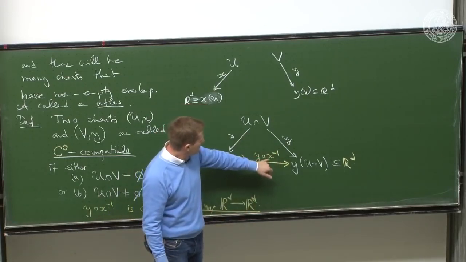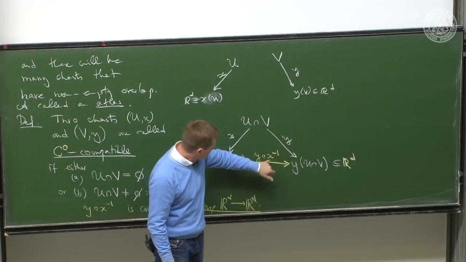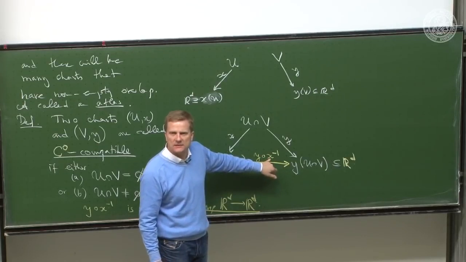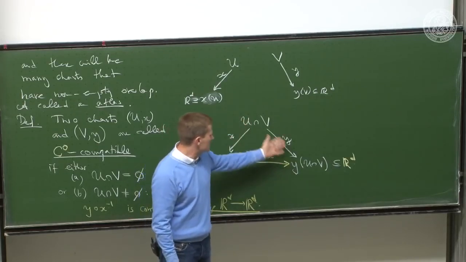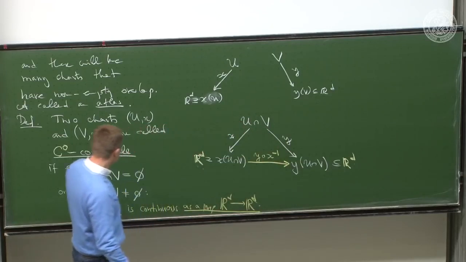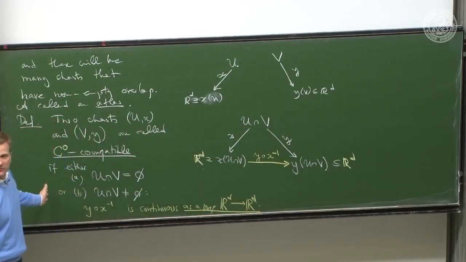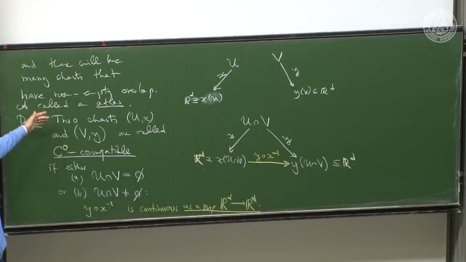The composition of two continuous maps is again continuous. Because this is continuous, the path back is also continuous. This is always the case on a topological manifold. So hence, any two charts in a topological manifold are C0 compatible. So at first sight it is fully redundant to have this definition because it applies to any two charts.